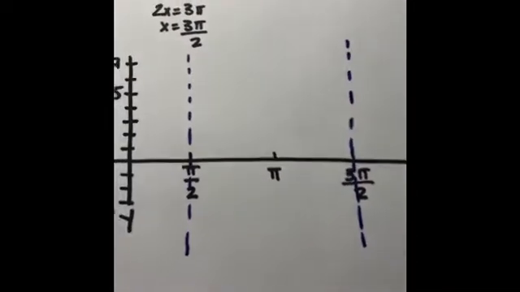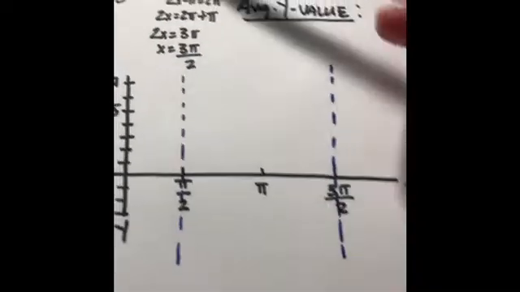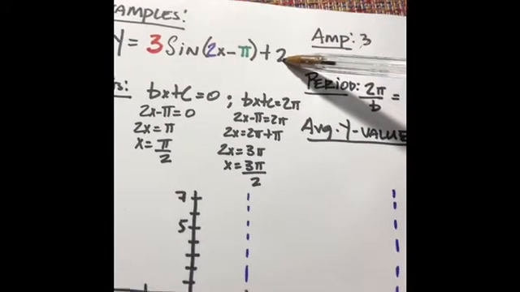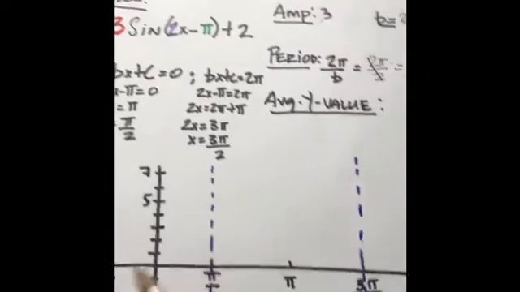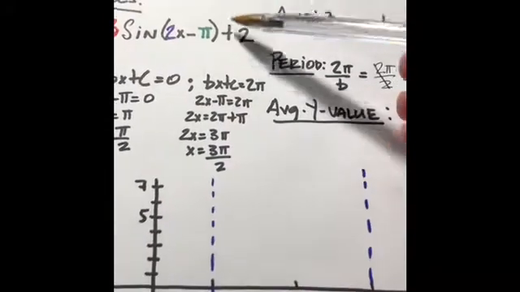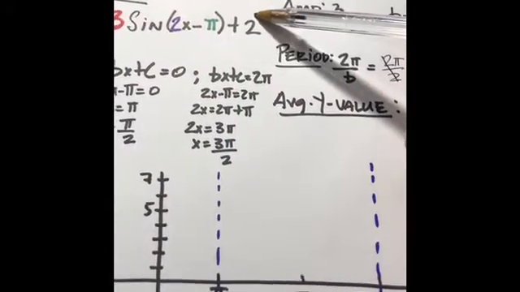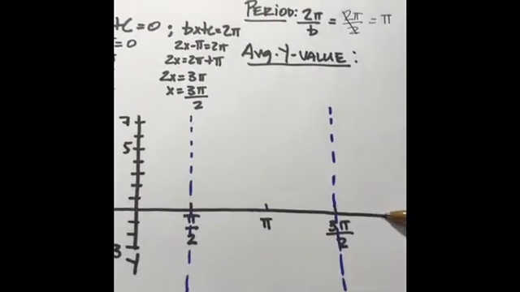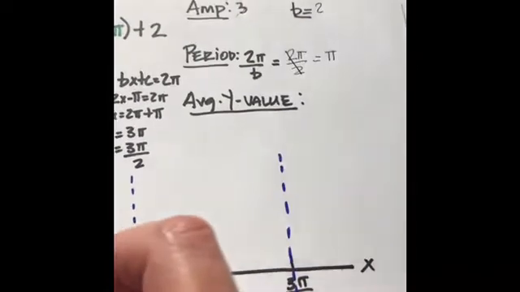And then the amplitude, in this case, remember that the graph is shifted 2 units up from the x-axis. In the other example, the graph stayed on the x-axis because I had nothing adding to the function. In this case, I have a plus 2. So that means that the average y value that in the original graph is at the x-axis is going to be shifted 2 units up.